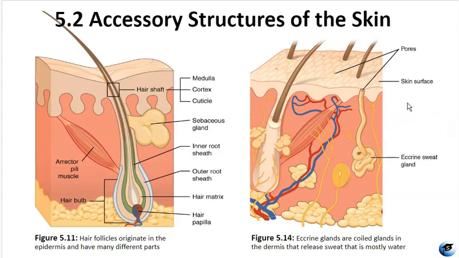Figures 5.11 and 5.14 illustrate the accessory structures of the skin, including all of the parts of the hair and hair follicle, as well as the relative locations of the eccrine sweat glands, pores, and skin surface. The hair follicle extends from the epidermal surface into the dermis. The erector pili muscle, which is this muscle here, is a smooth muscle attached to the hair follicle, and it is what is responsible for goosebumps.